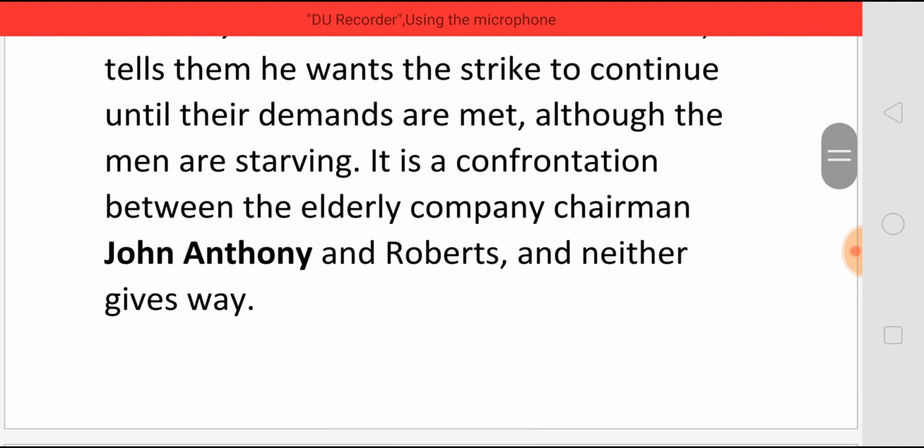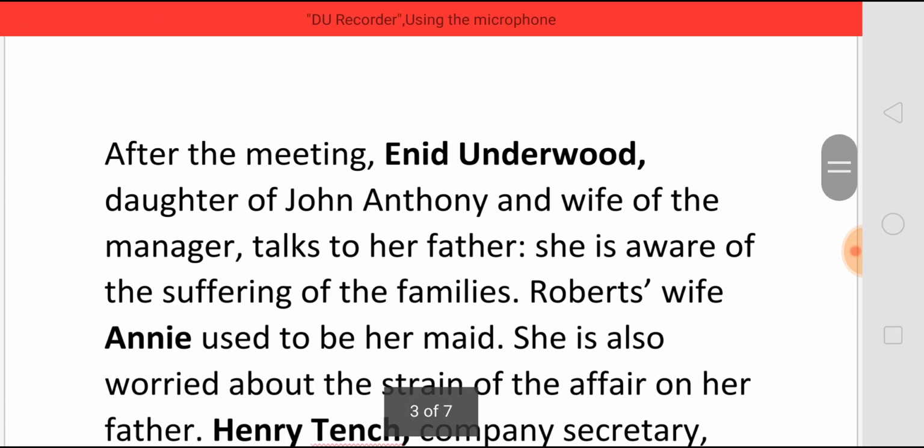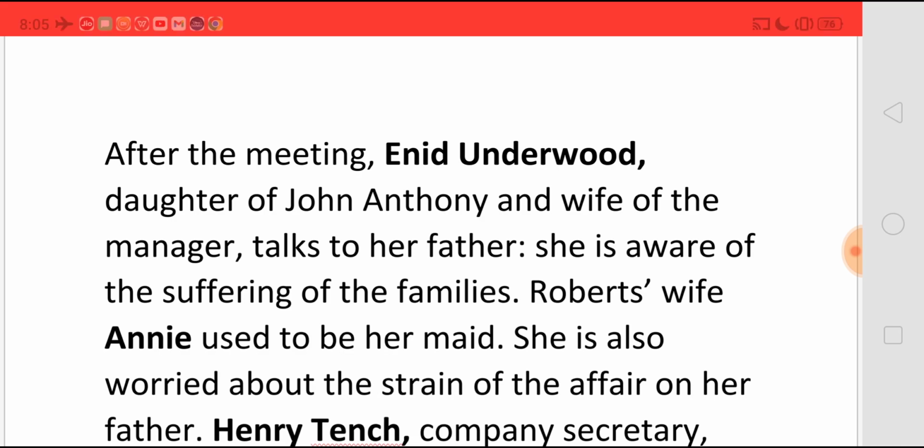Actually, it is a confrontation between the elderly company chairman John Anthony and Roberts, because both of them do not want to give way. Both of them are stubborn in their standards, and therefore the strike is not able to come to an end.